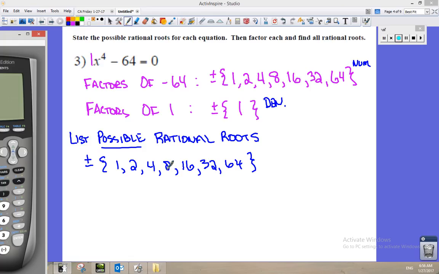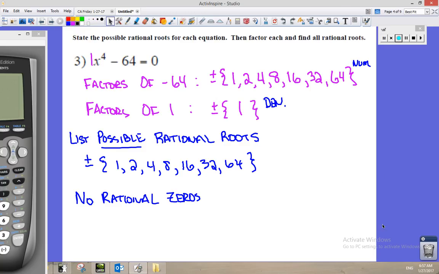8 to the 4th is going to be too big. All the rest of these are too big. So none of these work, so we have no rational zeros. Now, we're not saying that this doesn't cross the x-axis. We're just saying that it won't cross the x-axis at a rational number.